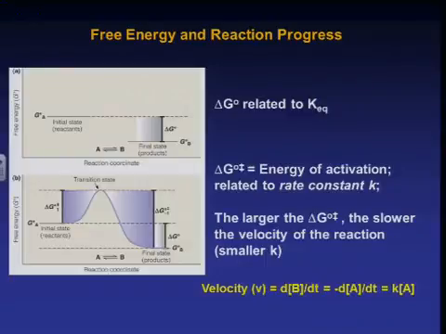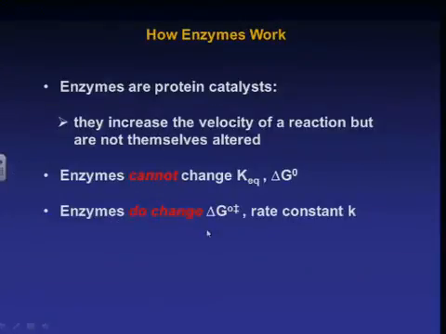Where you can add a chemical, and the chemical will help catalyze the reaction, right? Enzymes are, in fact, protein catalysts. So this is ultimately where we're going. They increase the velocity, or they accelerate the reaction, but they themselves are not altered. They cannot change that equilibrium constant.